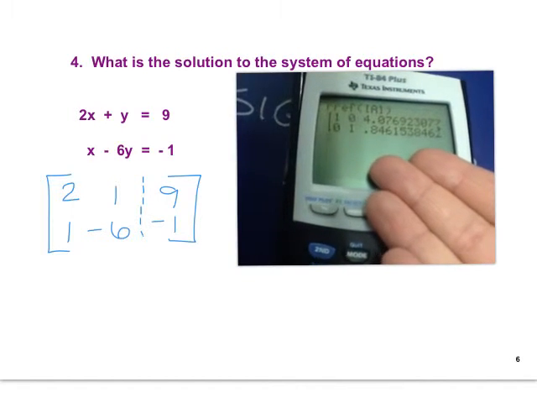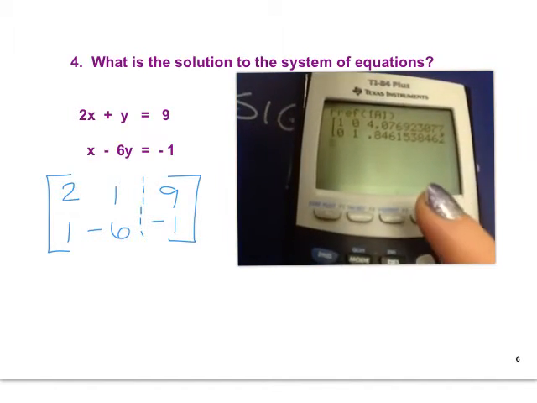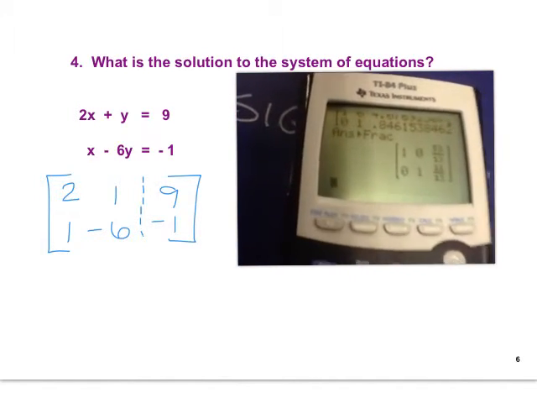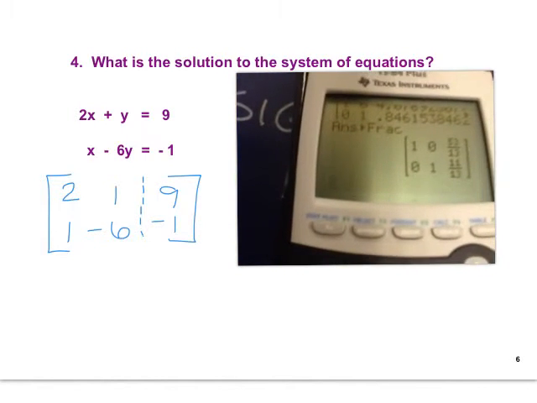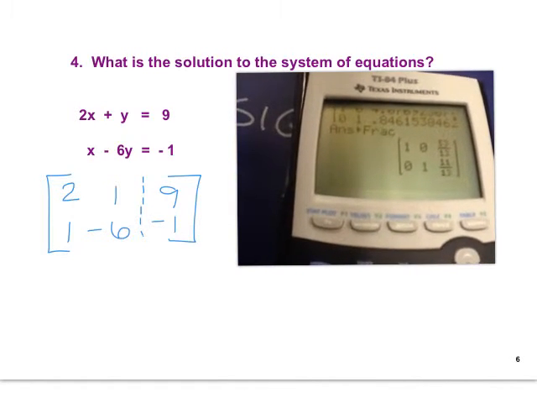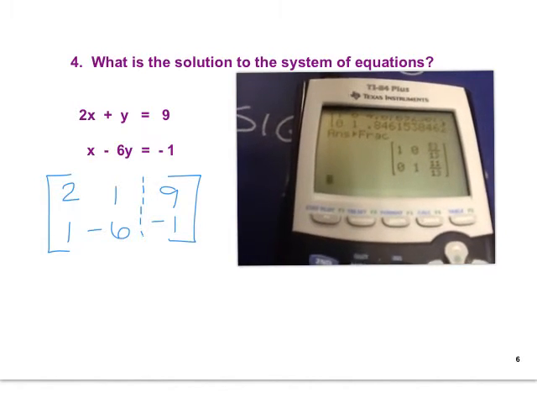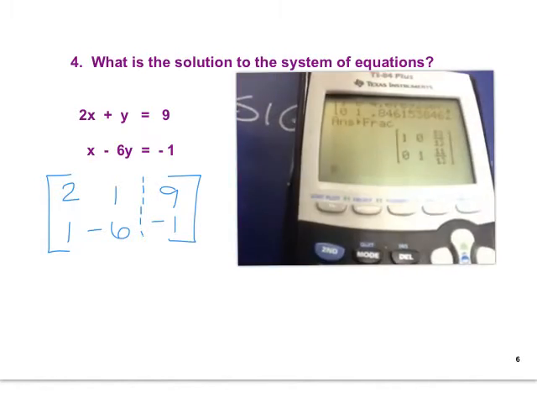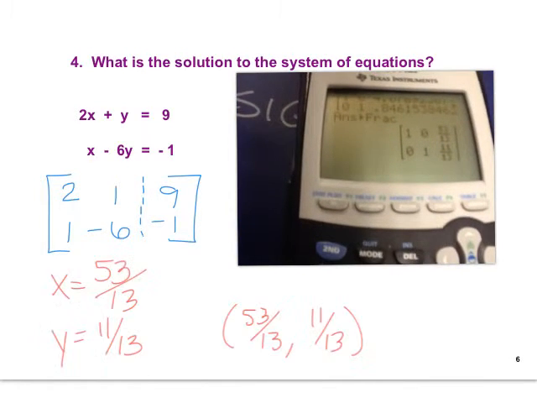Those are really nasty decimals. I don't like them. Push math, enter, enter. Converts them to fractions, and that tells me that x is equal to 53 over 13 and y is equal to 11 over 13. So we can write the solution in this way. We can write that x is equal to 53 over 13, y is equal to 11 over 13, or we can just write this ordered pair with the x coordinate and the y coordinate.